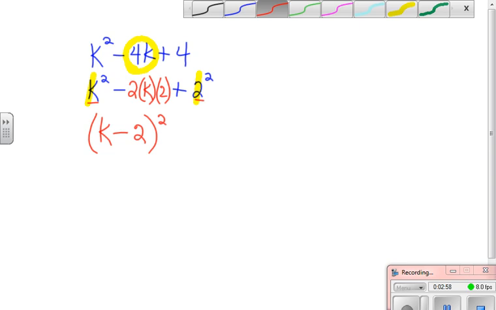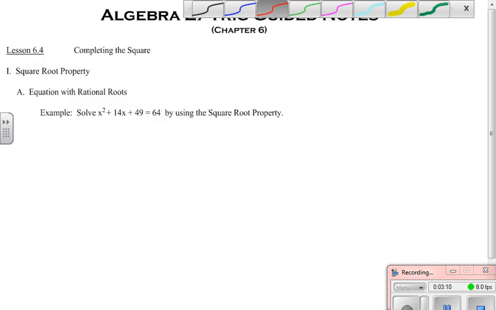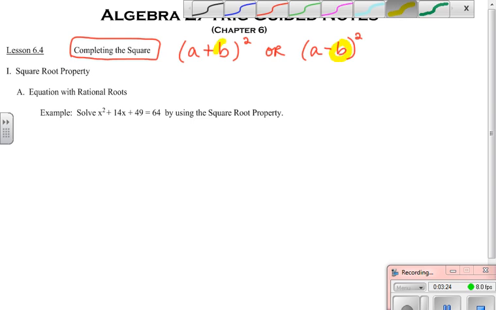Why will we want to do this? Because I can undo a square with a square root. So this is actually going to provide us with a bit of a shortcut to solving. So let's go ahead and look at the actual lesson. So this is called completing the square. And that square we're talking about is a plus b, the quantity squared, or a minus b, the quantity squared. And we are going to be building this back number so that everything packs back into that quantity squared. So, a couple of problems.